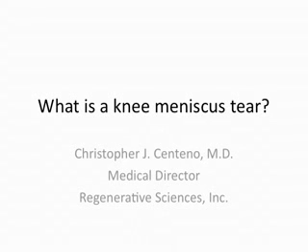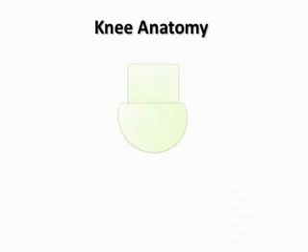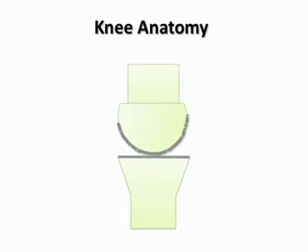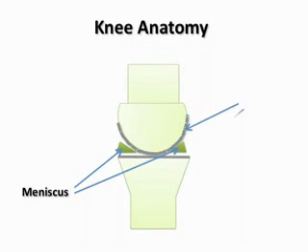I'm the Medical Director of Regenerative Sciences and here to talk to you about knee meniscus tears. Just looking at some simple knee anatomy, you can see the different parts of the knee, the femur or the thigh bone, the chondral cartilage on that, the tibia and the cartilage on that bone, and then the meniscus drawn here as these small little triangles. So again, the meniscus there, the chondral cartilage there.